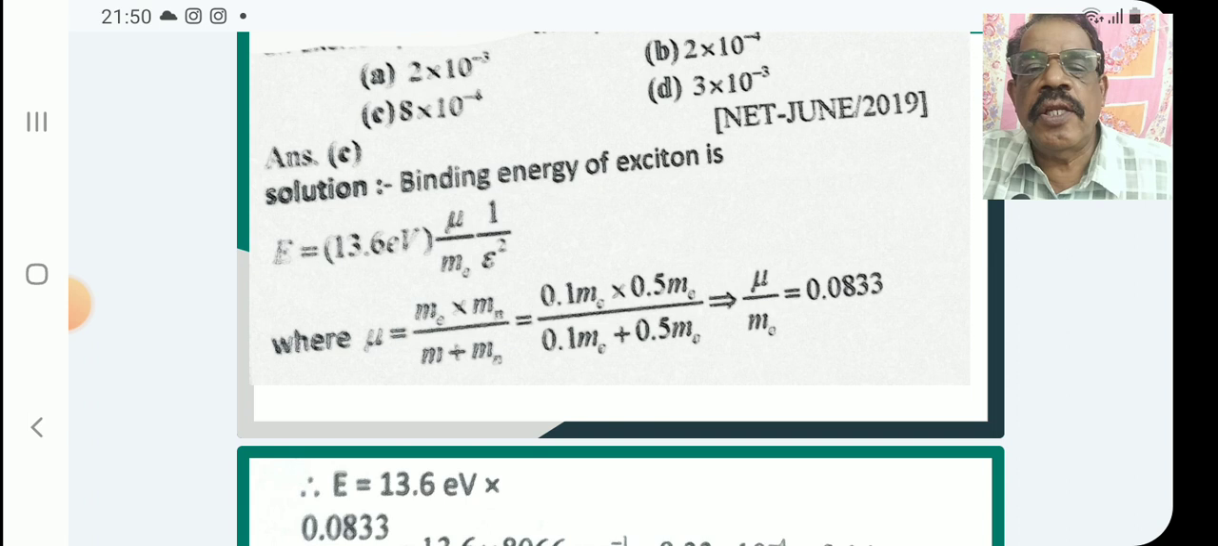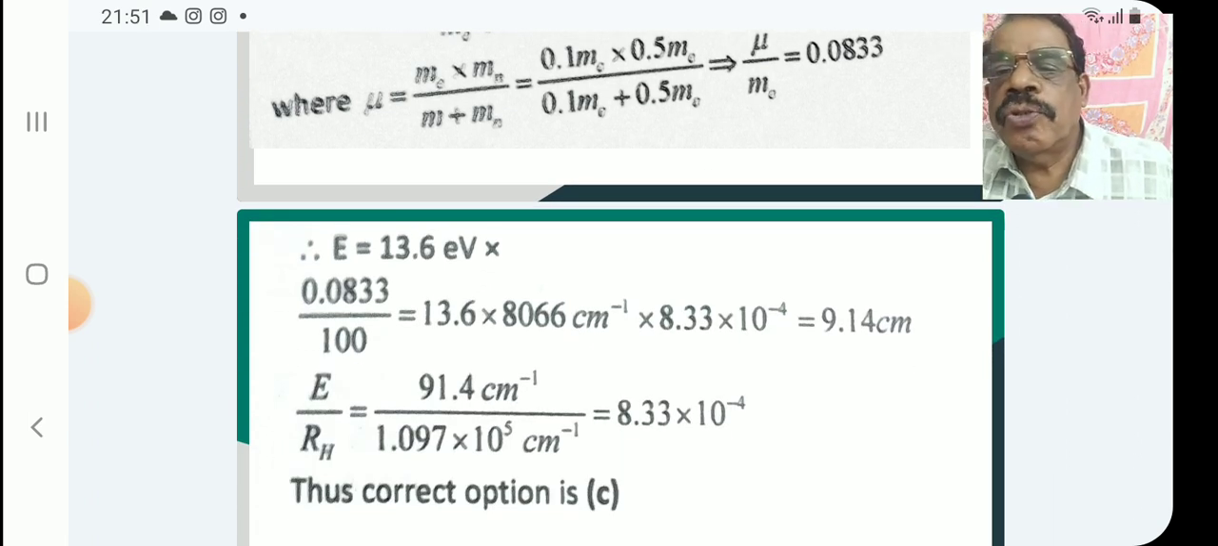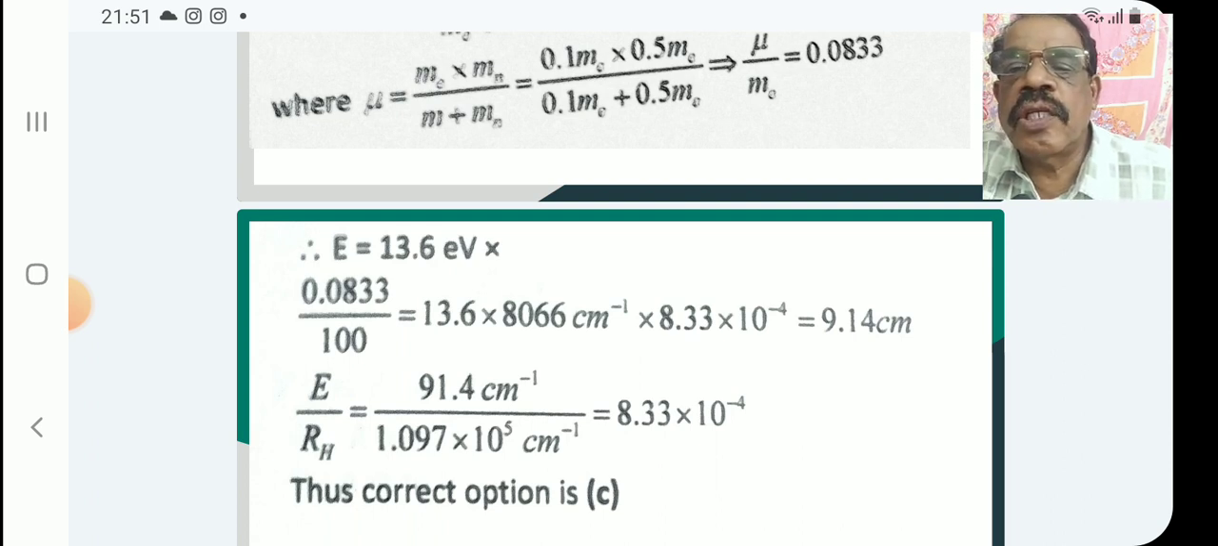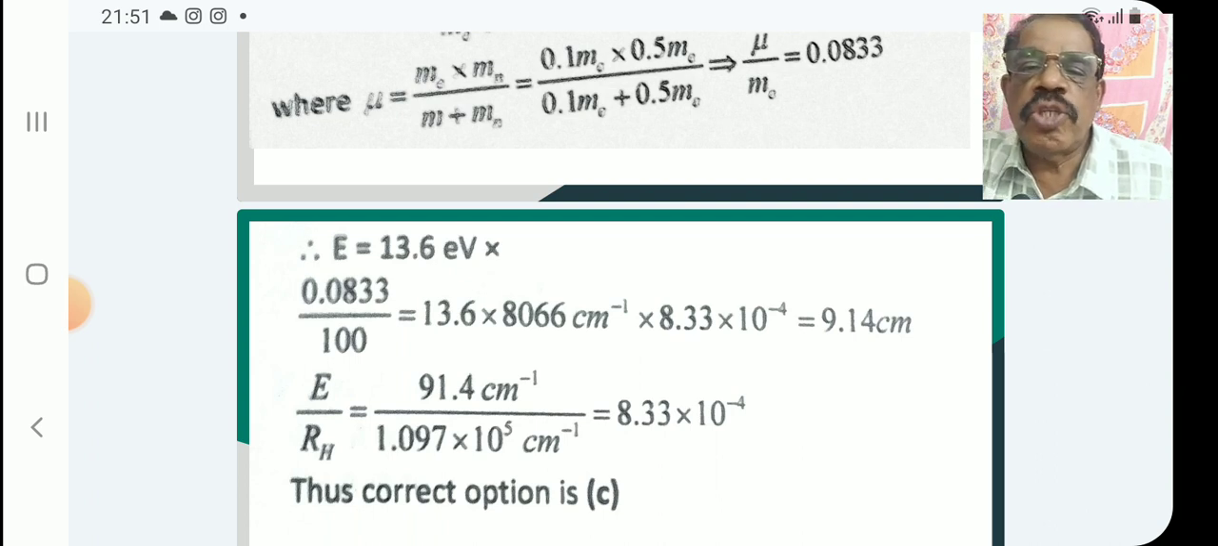0.0833. E is 13.6 eV. So put the values. 0.0833 by 100 is equal to 13.6 into 806 centimeter raised to minus 1 into 8.33 into 10 raised to minus 4, which is 9.14 centimeter. That is the energy equation. So E by RH, centimeter raised to minus 1. Energy we express in centimeter raised to minus 1.